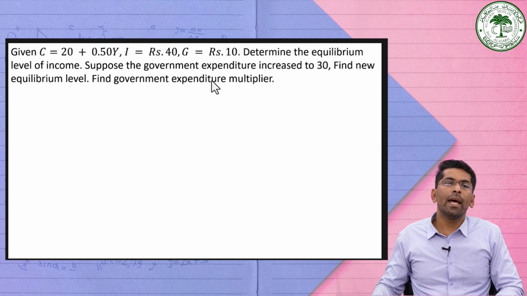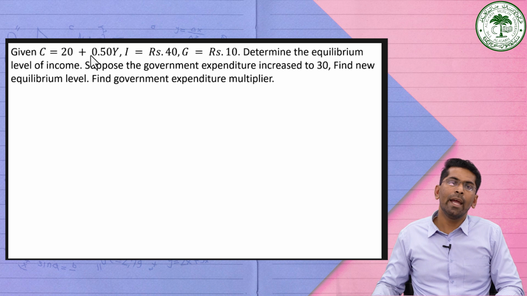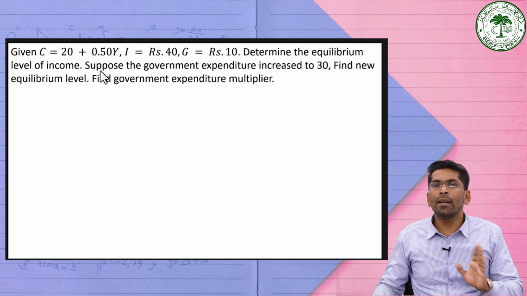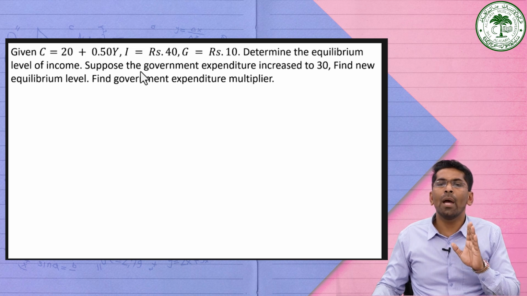Now, see another one, given the consumption function, level of investment and government expenditure. See government expenditure here is 10, investment is equal to 40 and consumption function is given. We want to determine the equilibrium level of income. Then thereafter, suppose what happens if government is going to increase the expenditure to 30 from 10.